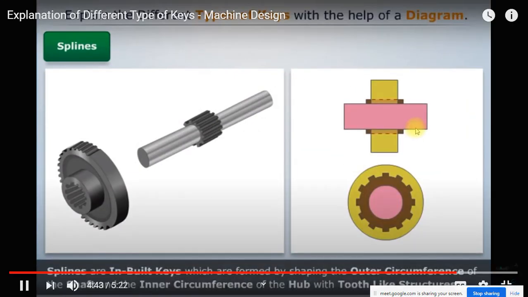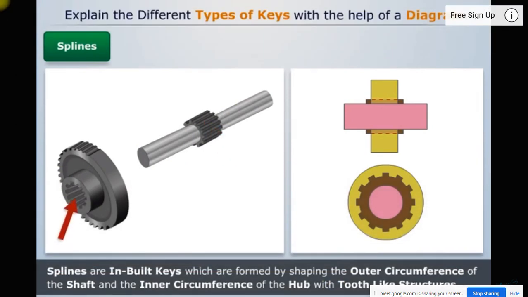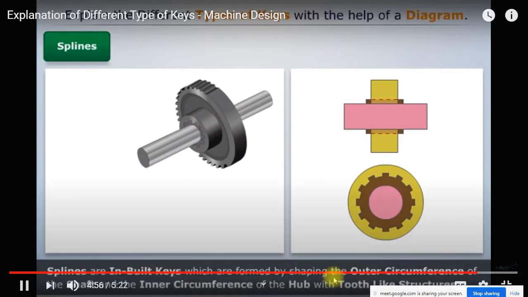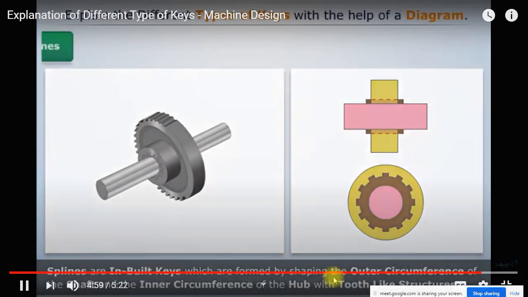So this is a spline. You can see here a shaft which consists of a gear-like structure. It is not actually a gear. It is a keyway which has been cut for a long length. You can see the hub. The hub also has an internal hollow structure where this spline can be fitted. Splines are inbuilt keys which are formed by shaping the outer circumference of the shaft and the inner circumference of the hub with tooth-like structures. They are used when there is a relative axial motion between the shaft and the hub.